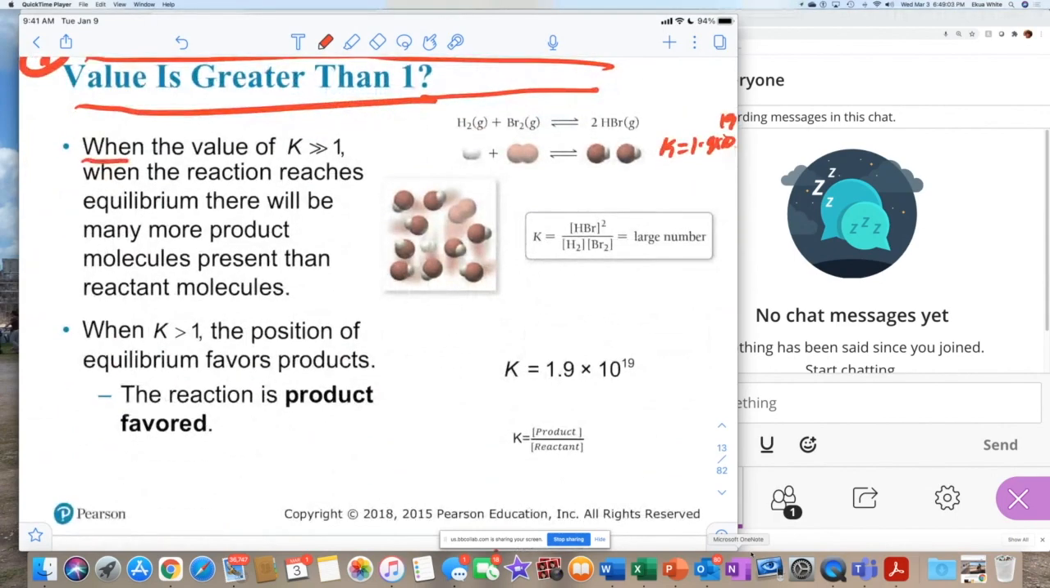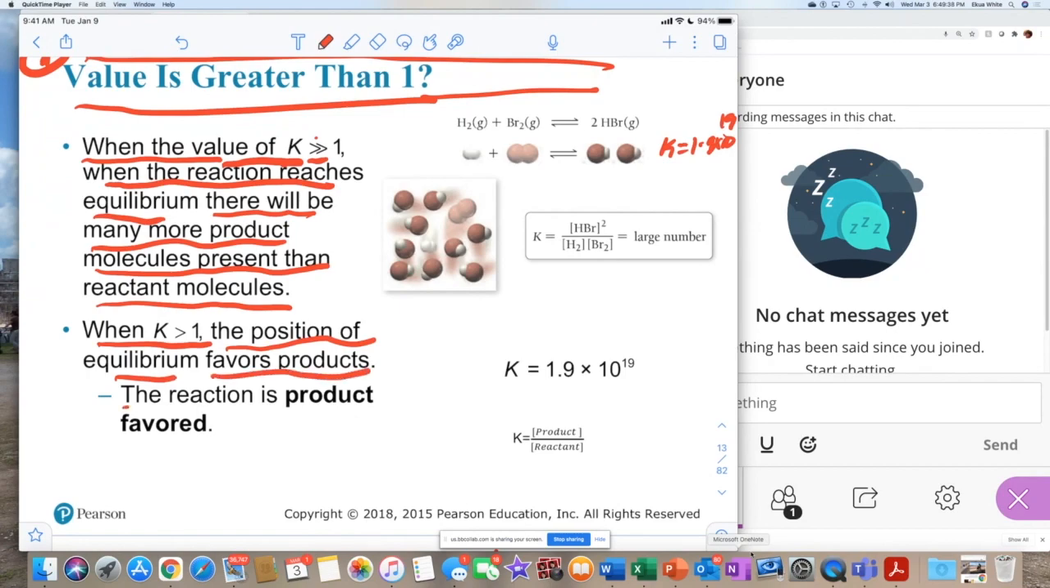We're told here, you see the two greater than symbols, right? These two greater than symbols are saying when the value of K is so much greater than 1. Okay, so not just 10, it's so much greater than 1. When the reaction reaches equilibrium, there will be many more product molecules present than reactant molecules. When K is greater than 1, the position of equilibrium favors products. The reaction is product favored.